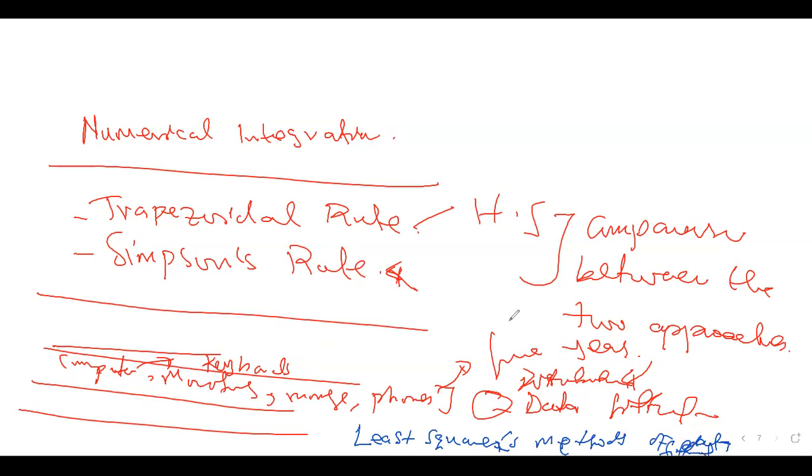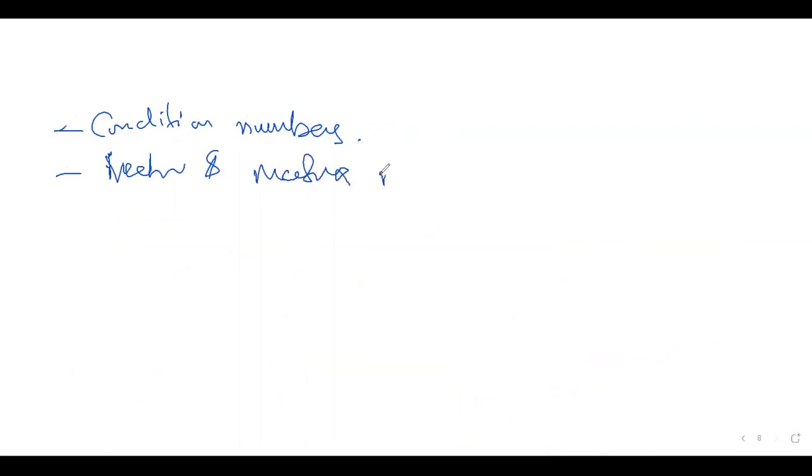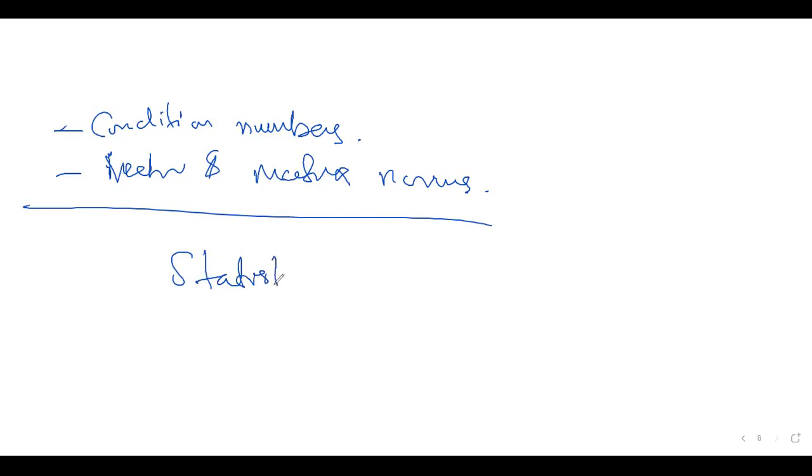okay? And then we shall go on to look at condition numbers, and then we're going to look at vector and matrix norms. Okay. Then when time allows, we shall go to the statistical approaches, to more statistical approaches.